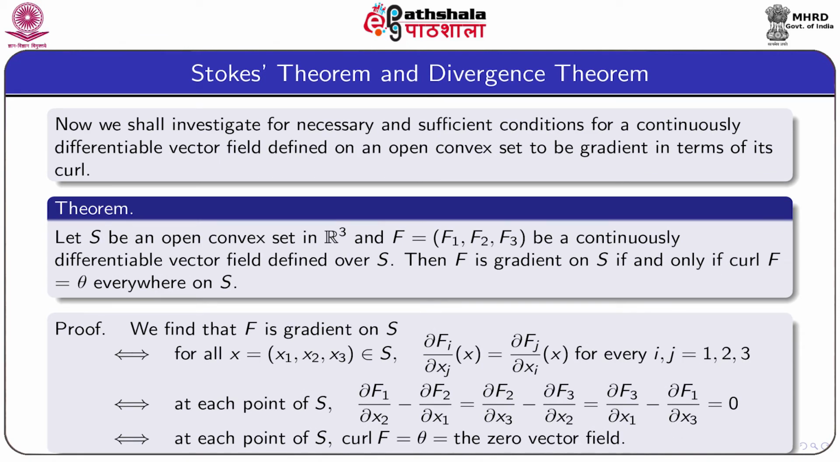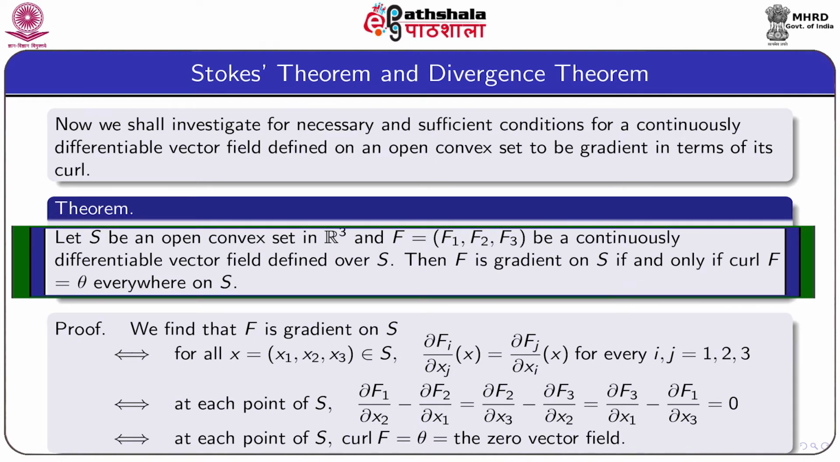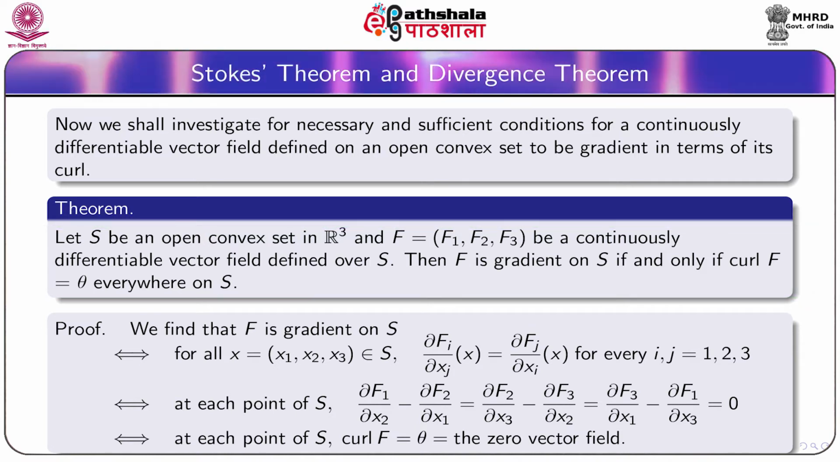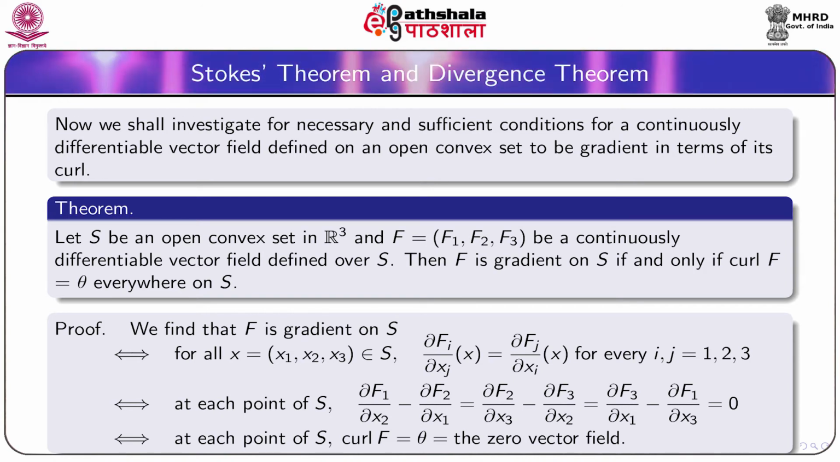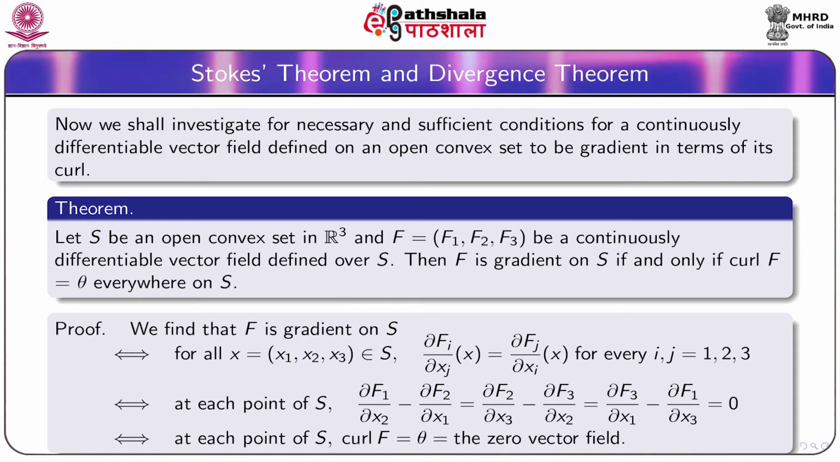Now we shall investigate necessary and sufficient conditions for a continuously differentiable vector field defined on an open convex set to be gradient, in terms of its curl. The result: let S be an open convex set in R3 and F = (F1, F2, F3) be a continuously differentiable vector field defined over S. Then F is gradient on S if and only if its curl vanishes everywhere on S.